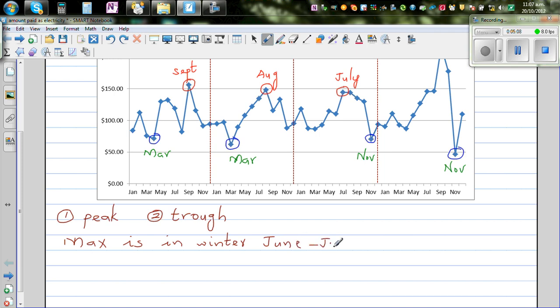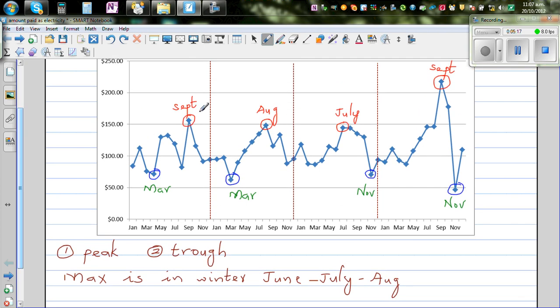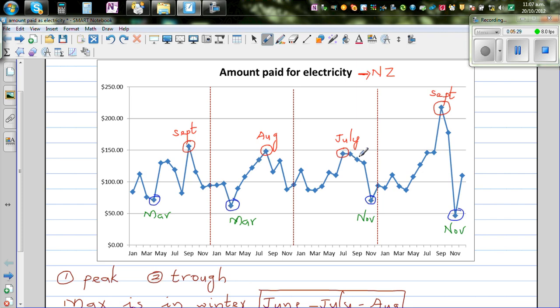So in New Zealand, you have your winter in June, July, August. And once you use the electricity, you're going to make the payment. So you got the bill in September, but you have used it in August. So that does make sense. In other words, you can say your electricity consumption is going to peak in the winter months. Okay, that's one thing that you can see.